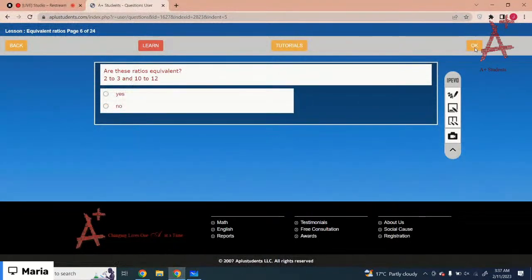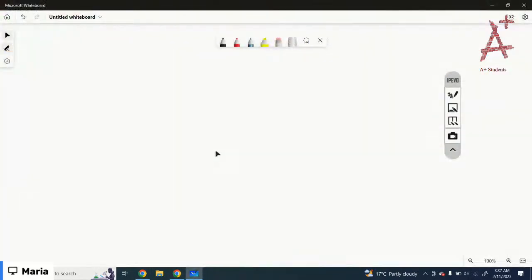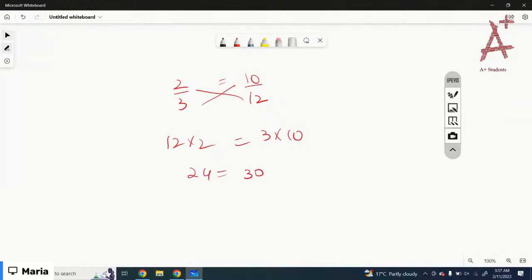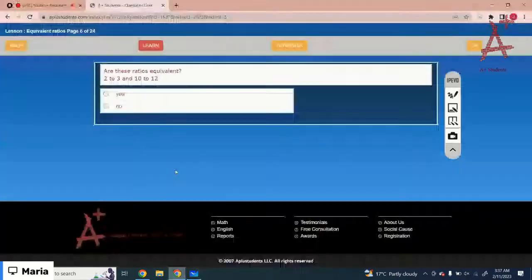Okay, the next one is, are these ratios equivalent? 2 to 3 and 10 to 12. Got it? Just do cross multiplication: 12 times 2 and 3 times 10. 12 times 2 is 24 and 3 times 10 is 30. So they are not equal. That means no, the fractions are not equivalent. So the correct option is no. They are not equivalent.